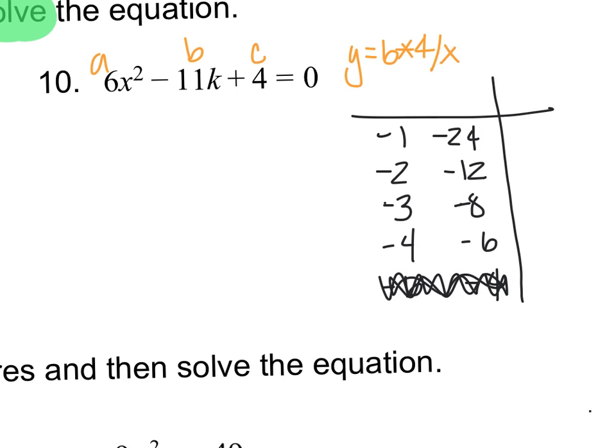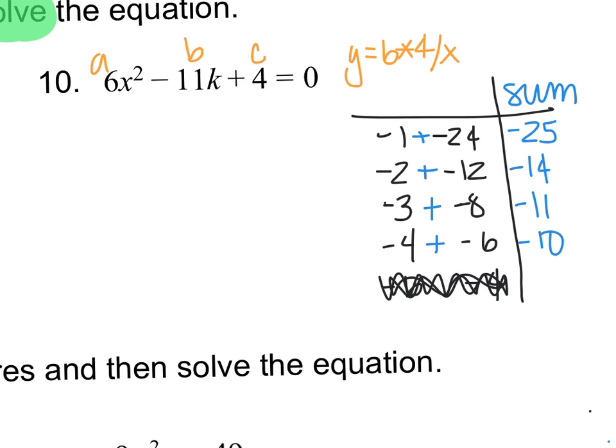My next step is to find my sum. My sum means I am adding all of these pieces together to see what I get. Negative 1 plus negative 24 is negative 25. Negative 2 plus negative 12 is negative 14. Negative 3 plus negative 8 is negative 11, and negative 4 plus negative 6 is negative 10.